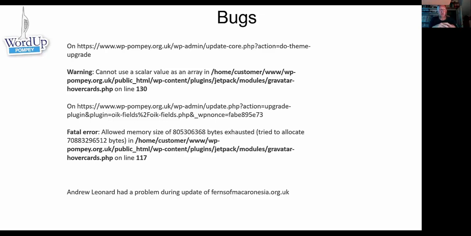I managed to put commas in there to work out how many. Is that 70 billion? It's 805 megabytes. Yeah, but how much did it try? That's how much it's exhausted. But how much was it trying to allocate? 7 gigs. Yeah, that's quite a lot, isn't it? For a Gravatar.